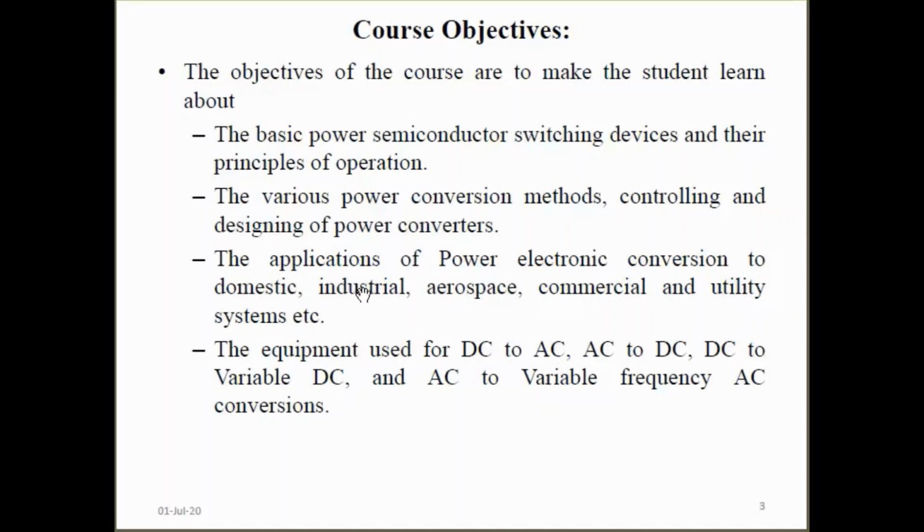Coming to the third, application of power electronic converters for domestic, industrial, aerospace, commercial and utility systems. So we need to know what the applications of power electronics are. And the fourth is the equipment used for this conversion process, that is AC to AC or AC to DC, DC to variable DC and AC to variable AC. So we need to learn what equipment we use in this conversion process. So these are the four objectives of our power electronics course.